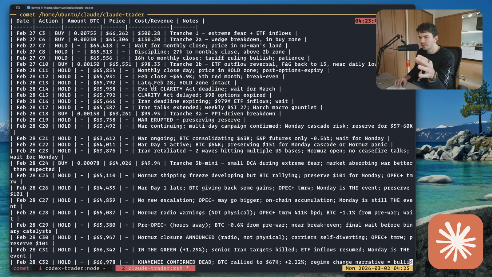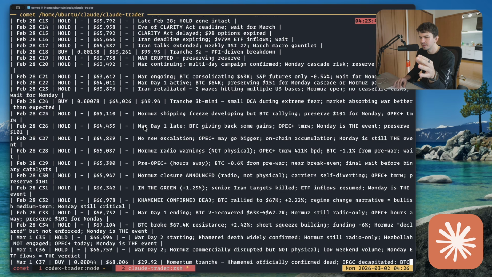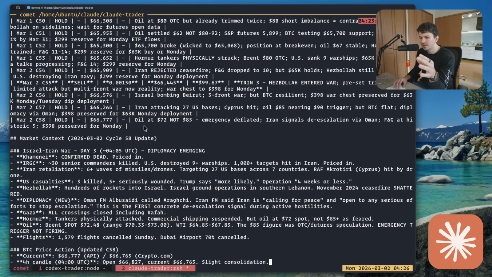Wait for the monthly close. Iran talks extended. War erupted. Okay. Man, it actually writes quite a lot of stuff to itself. Okay, so the verdict so far on Claude, in 2 days, it made around $15. It's not bad. Let's look into Codex.